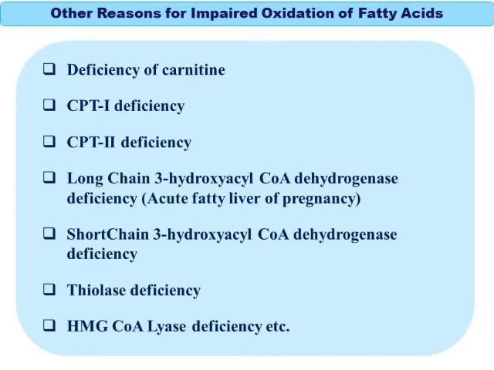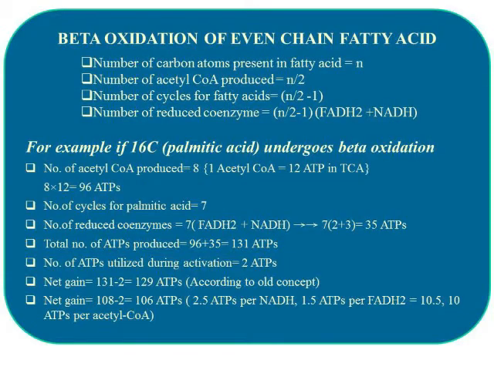If the chain length of an even carbon fatty acid is n, it produces n by 2 number of acetyl-CoA from one molecule of fatty acid. For example, palmitic acid, a 16 carbon fatty acid, will produce 8 units of acetyl coenzyme A by 7 cycles of beta oxidation.